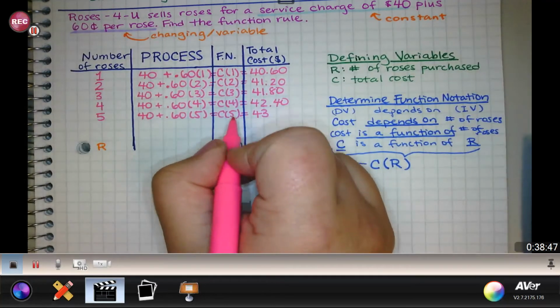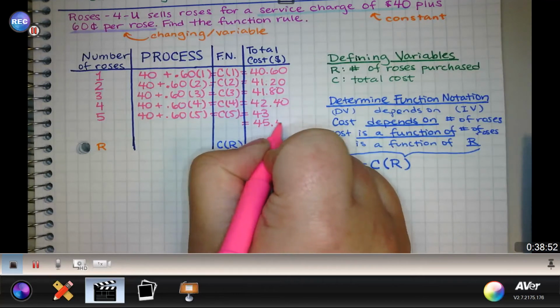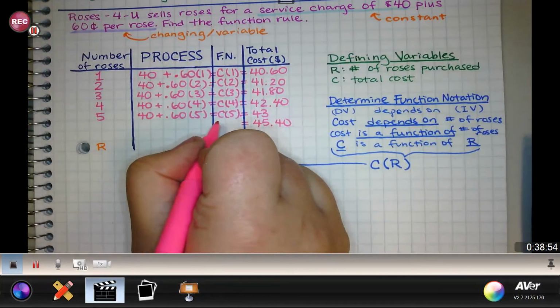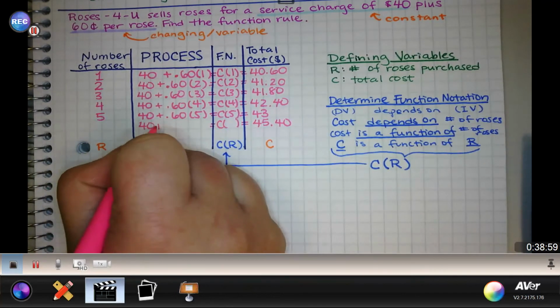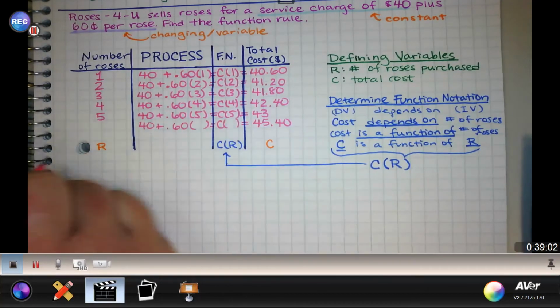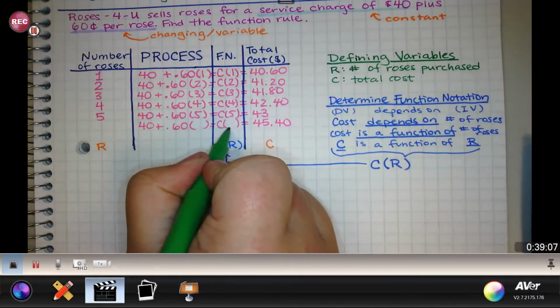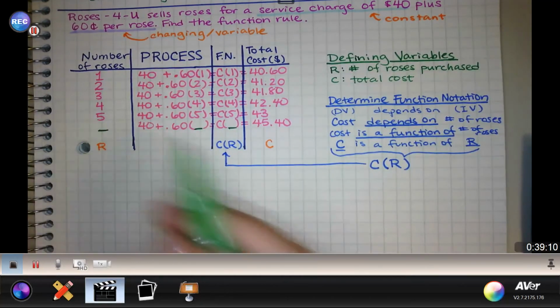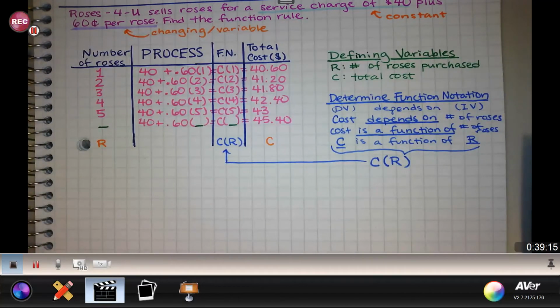So let's say I actually already know the cost, and the cost is $45.40. That means I have C of something, I don't know what it is, and I have 40 plus 60 cents, again, times something. And whatever number goes here goes here. So now I need to work backwards. I know the cost, I need to know how many roses were purchased. And for this, you can just use guess and check if you don't actually know how to solve things yet, and that is fine. I'll open my calculator up.